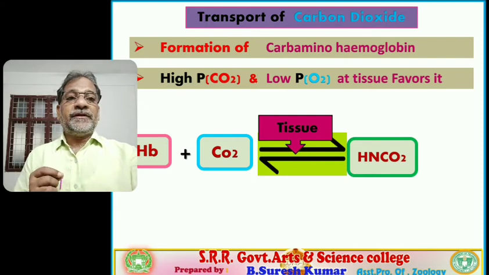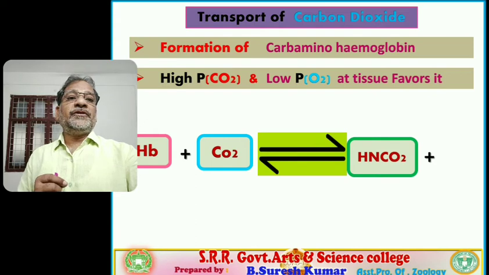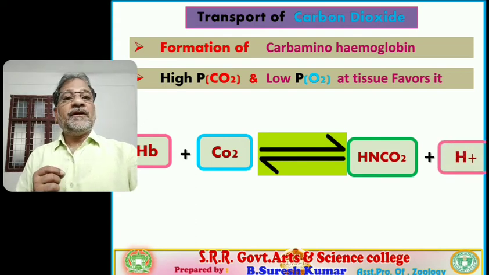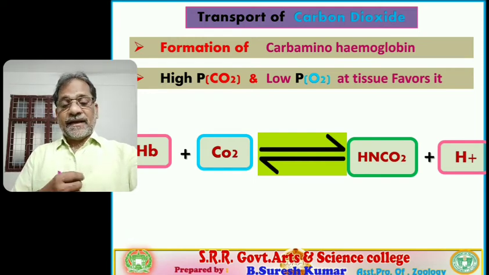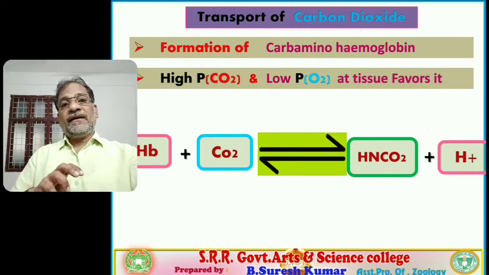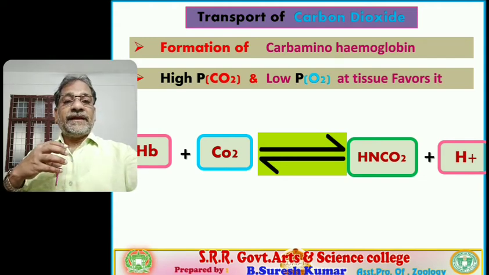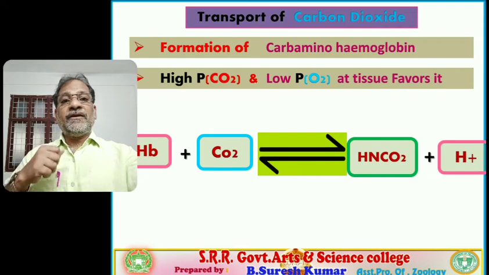You remember the chemical compound name, carbaminohemoglobin, is produced. Besides that, hydrogen ions are also produced. Follow? So the entire reaction occurs at the tissue. Here you observe the carbaminohemoglobin is not a permanent compound. It is a temporary, unstable compound.